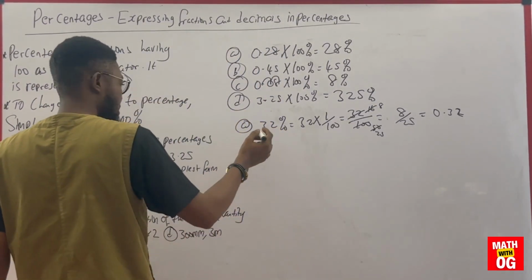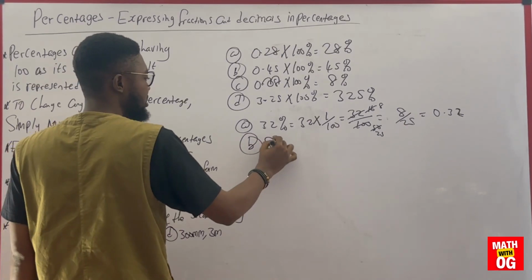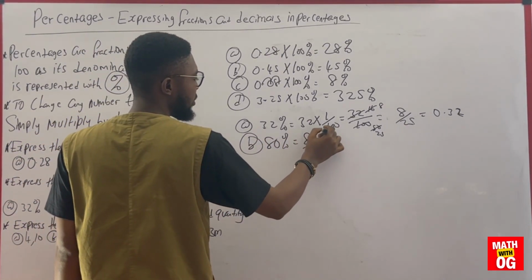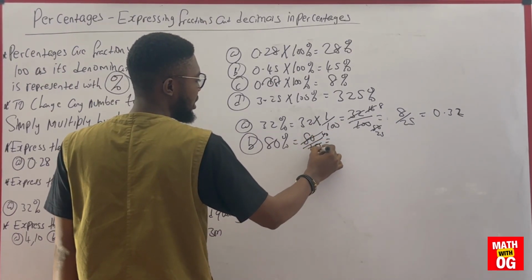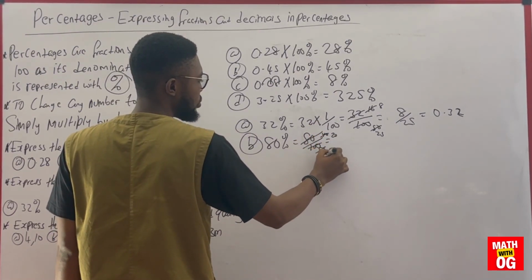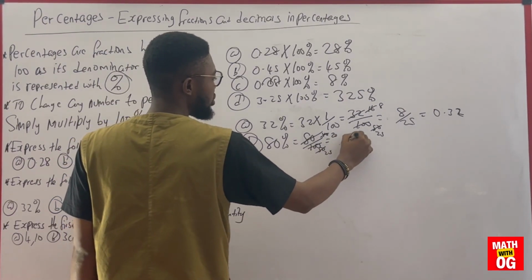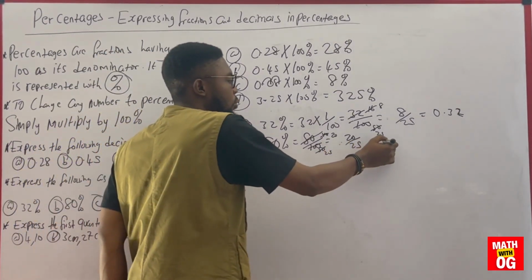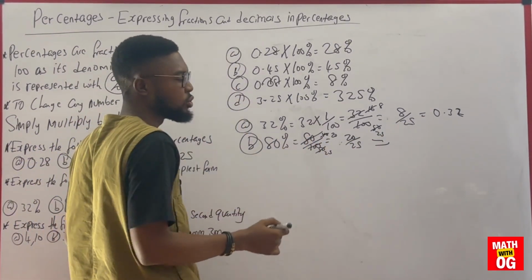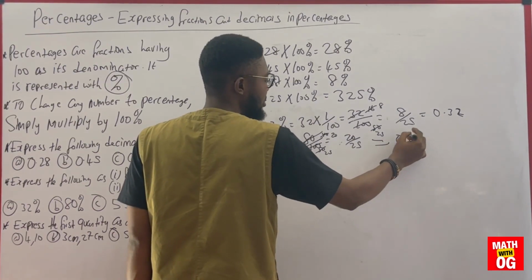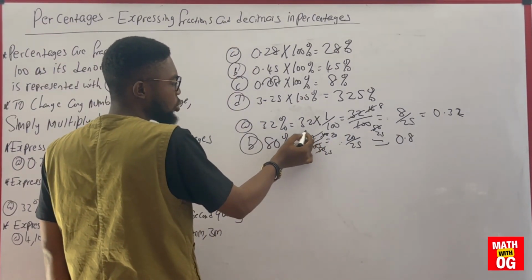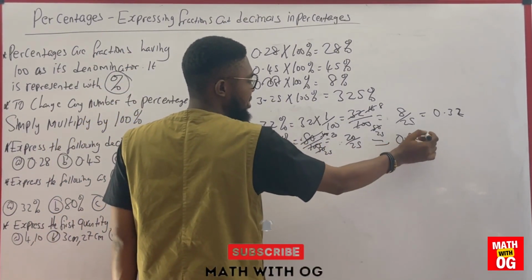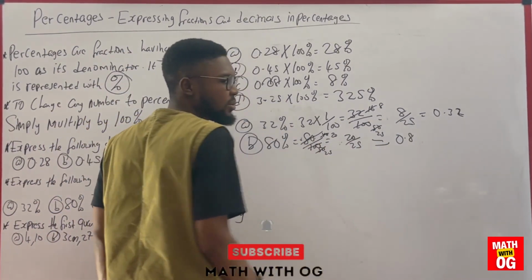Next is B, 80%. 80% will be equal to 80 over 100. So this will give us 2 into 80 is 40, 2 into 100 is 50, 2 into 40 is 20, 2 into 50 is 25. So I'll have 20 over 25. Now, if I want to leave this in decimal form, remember it was originally 80 over 100. So that should give us 0.8. Move 2 times: 1, 2. So your point is now here. This is 0.80. Remember 0.80 and 0.8 are the same thing.